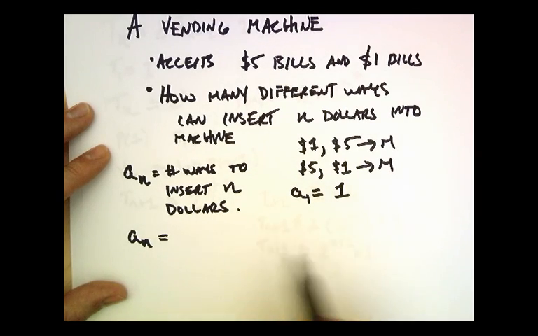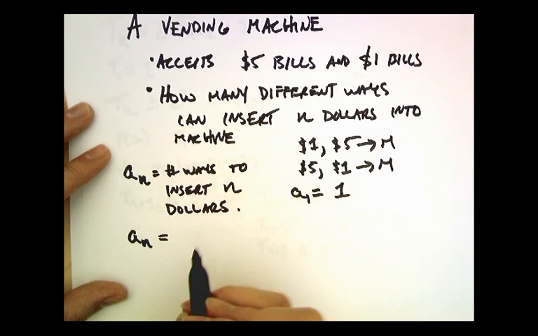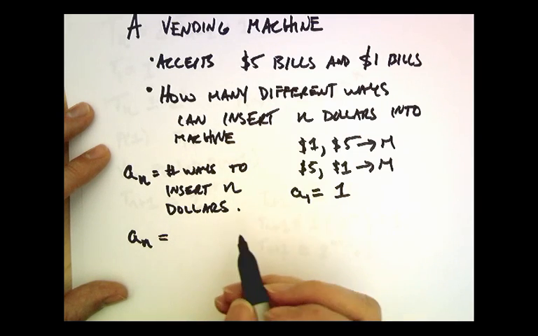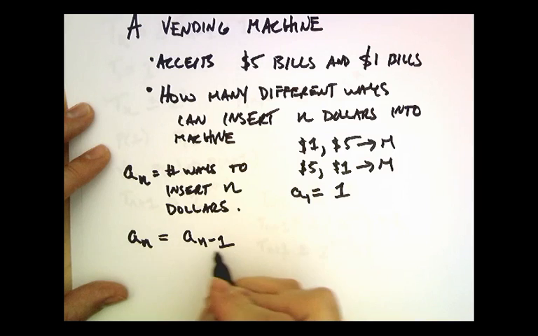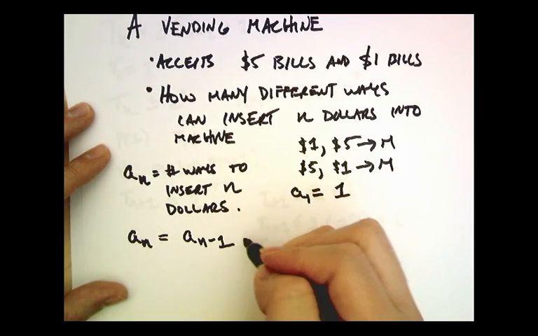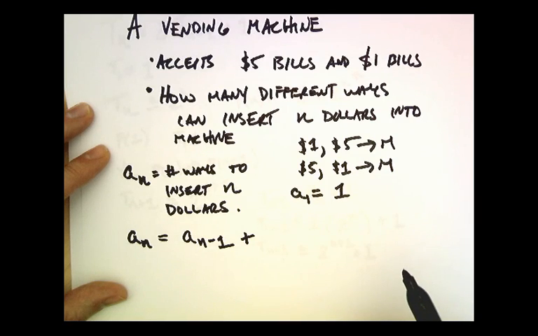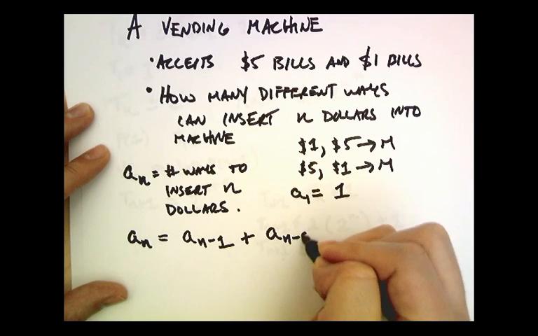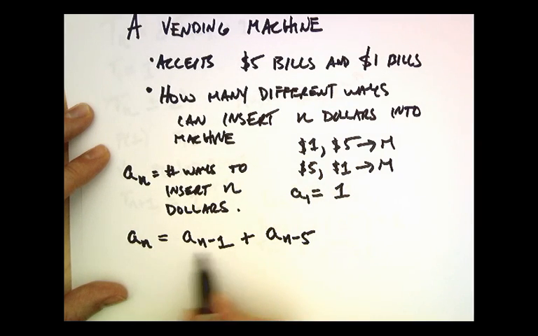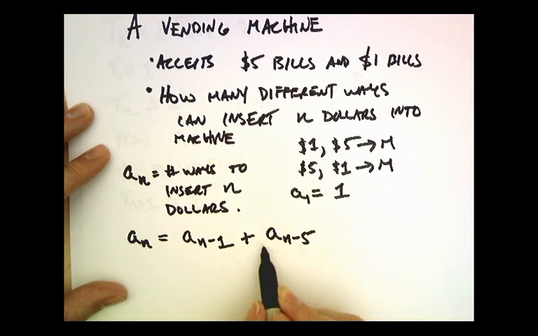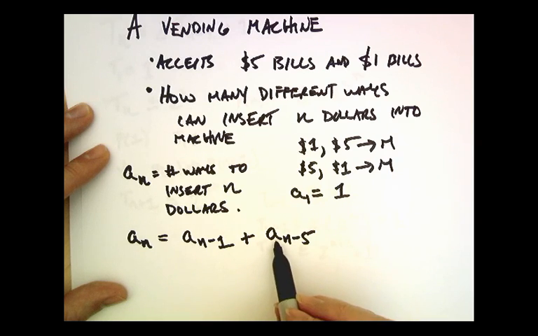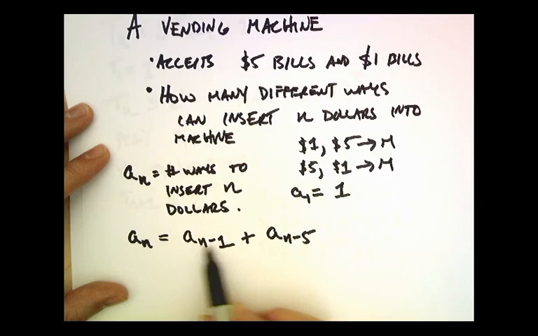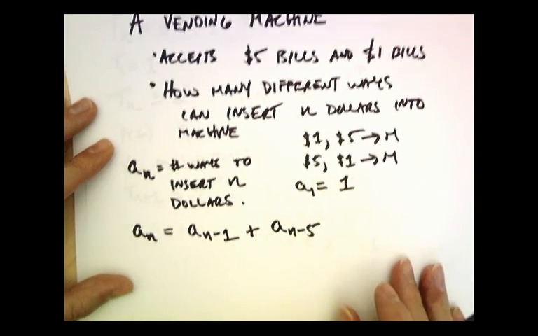So first of all, I could insert a $1 bill into the vending machine, and then I would have to insert n-1 more dollars into the vending machine. So if I insert a $1 bill, there are going to be A(n-1) ways to proceed. Or I could insert a $5 bill into the vending machine, and then there would be A(n-5) ways to proceed. So we get A(n) = A(n-1) + A(n-5). That's the recurrence we were looking for.